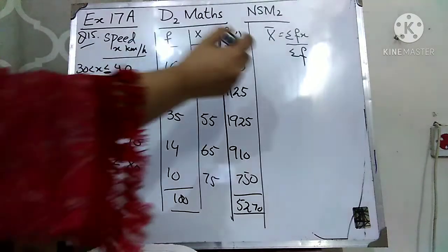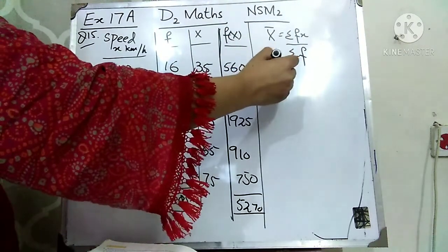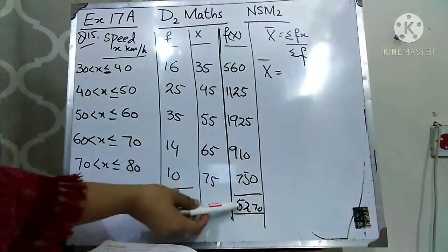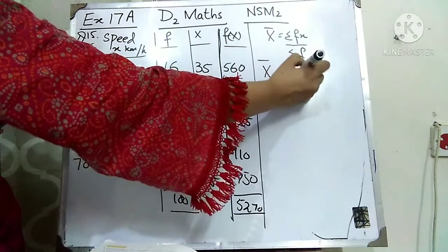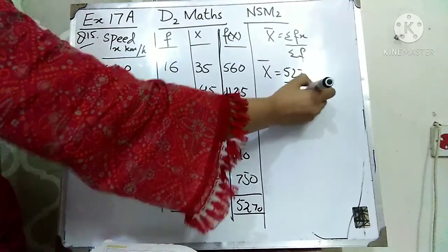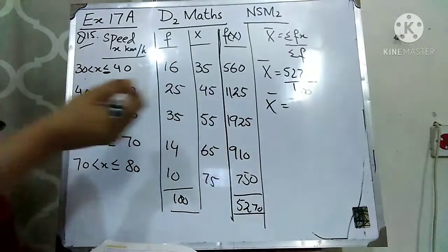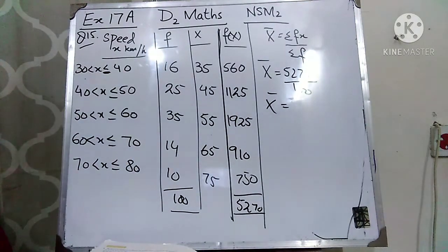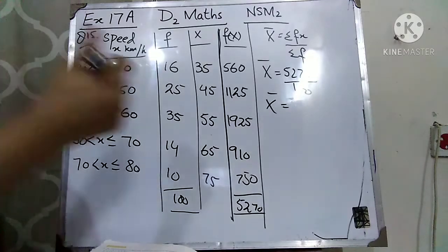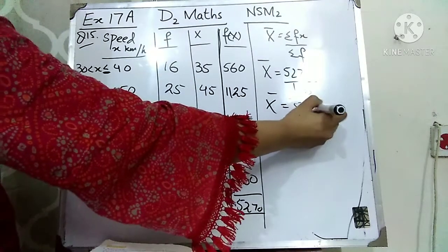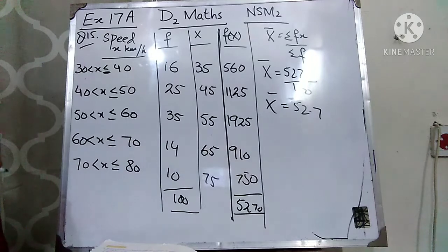So you have to find out the mean. You write down x bar is equal to sum of fx, which is 5270, put the values, and sum of f is 100. Okay, when you divide it by 100, you will get 52.7, which is the estimate for the mean. So this is your answer of first part.